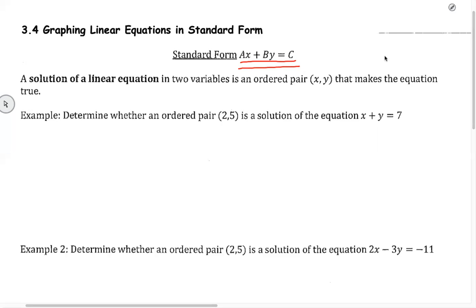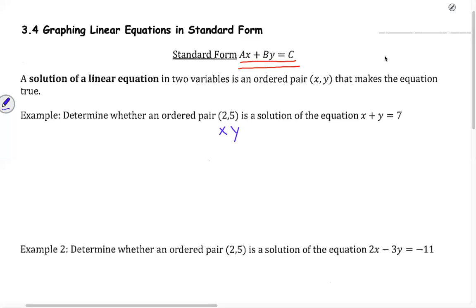lines in standard form. But first things first, a solution of a linear equation in 2 variables is an ordered pair that makes the equation true. So a solution is a point on the line. So this is our line, and I want to know, is this point (2, 5) on the line? So what I'm going to do is first label my point. Label my point, and it's always alphabetical, x, y.